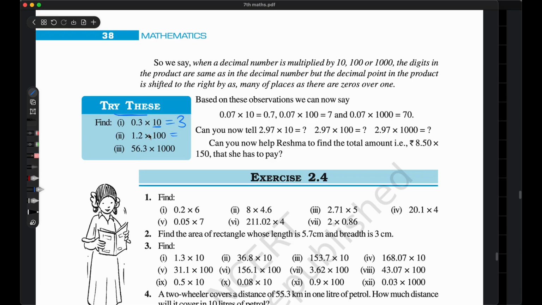For the second one, the decimal shifts right by 2 digits. If digits are not present, then we can put extra zeros. Now shift the decimal point right by 2 digits, that is equal to 120. And for the third one, shift right by 3 digits. So we have to make the 3 digits, put the extra zeros and then shift the decimal point, that is 56300.